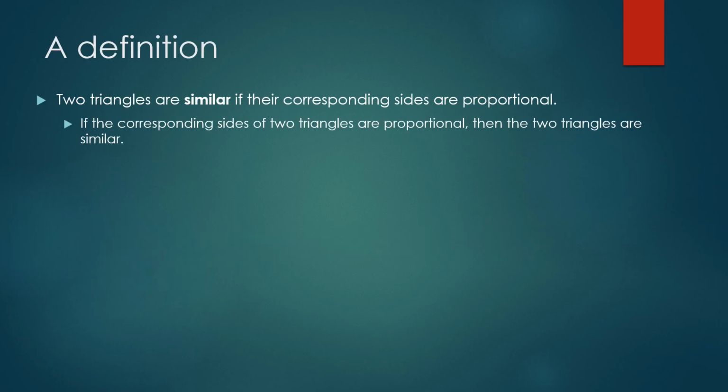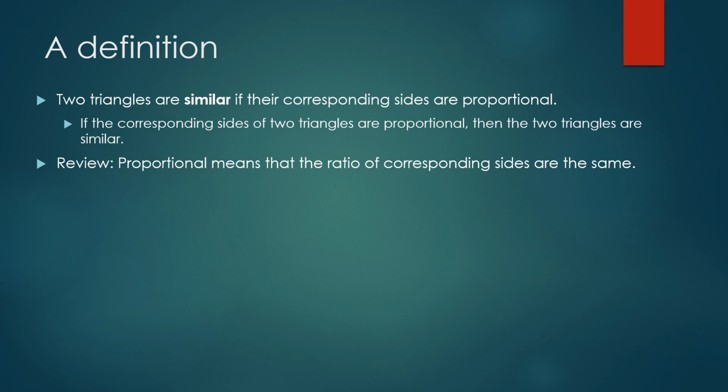Two triangles are similar if their corresponding sides are proportional. We can rewrite that as: if the corresponding sides of two triangles are proportional, then the two triangles are similar. You may or may not remember, but proportional just means that the ratios of the corresponding sides are the same. Essentially, if the fraction of two corresponding sides reduces to 1/2, and that's true for all corresponding sides, then all sides of the triangles are proportional, and therefore the triangles are similar.